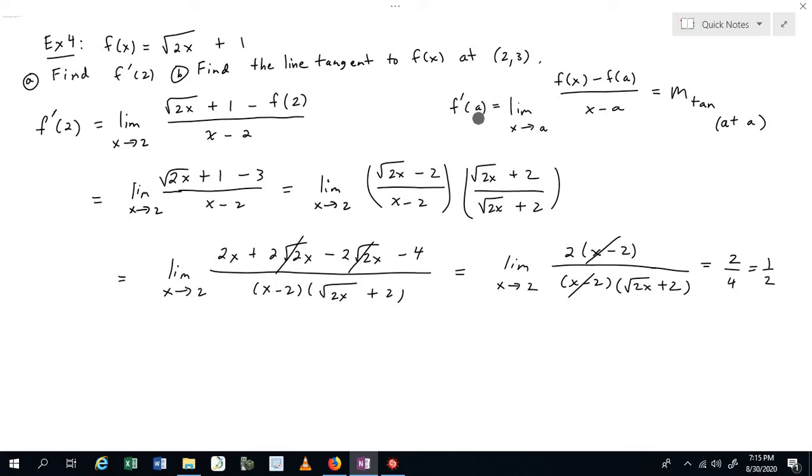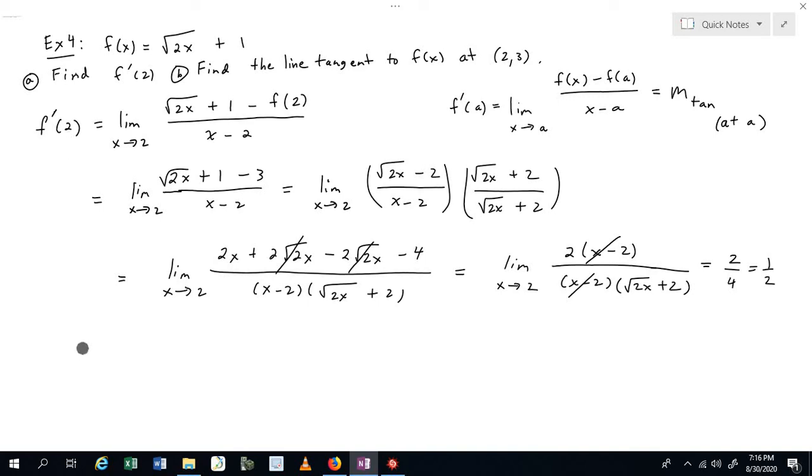And so the derivative evaluated at a is the same as the slope of the tangent line evaluated at a. So this 1/2 is not only the derivative of f evaluated at 2, but it's also equal to the slope of the tangent line at a, and in this case a is 2, which happens to be the location where you're evaluating the derivative.